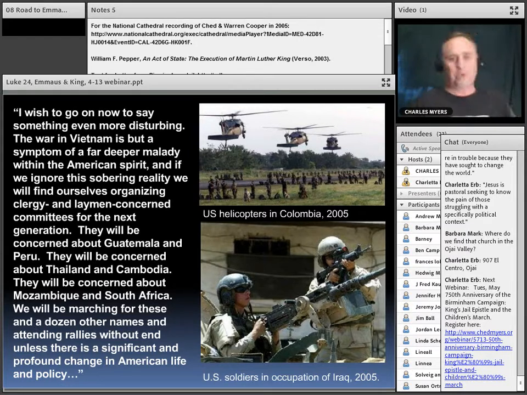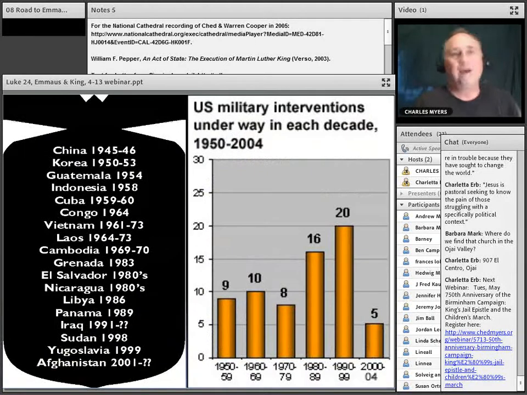We'll be concerned about Guatemala and Peru, Thailand and Cambodia, Mozambique and South Africa. We'll be marching for these and a dozen other names and attending rallies without end until there is significant and profound change in American life and policy. What an amazing and prescient, truly prophetic word that speaks to our condition, because truly we have had a litany of wars all over the world. Or as one wag puts it, it seems that war is the way in which Americans learn geography.